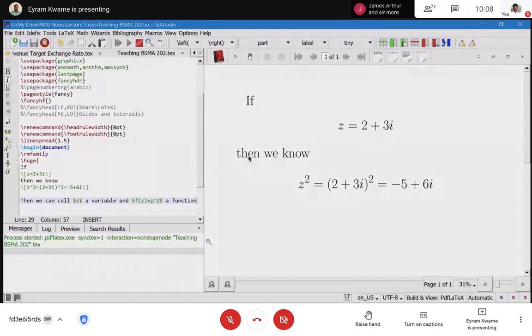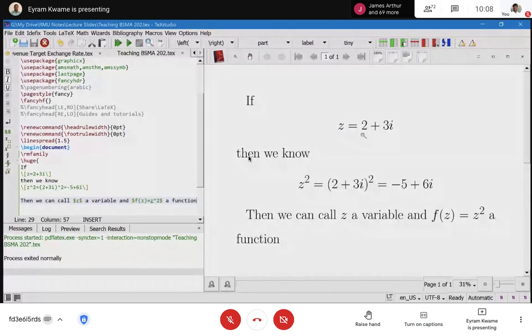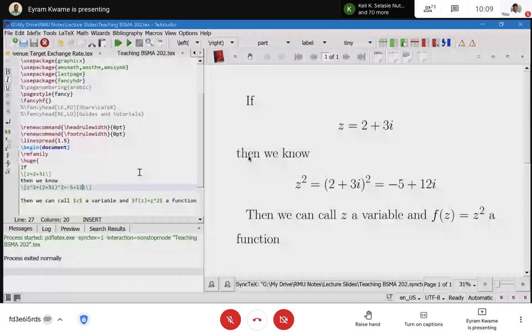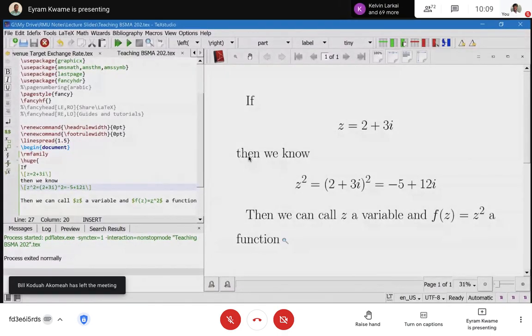So I gave z as a number and I wrote this, but I can always have f of z equal to z squared. It's a function. When you do this, you get negative 5 plus 12i. 4 times 3, 12i. Thank you, that's the confirmation I needed.